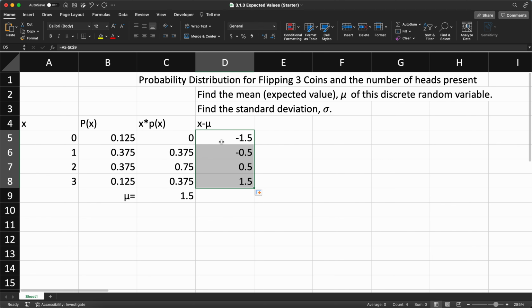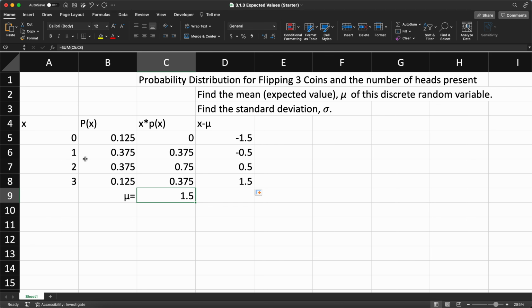And we can check this. How far away is 0 from the mean? Well, it's 1.5 values smaller than the mean, so it comes out negative. How about 1? It's 1/2 smaller. 2 is 1/2 bigger. And 3 is 1.5 times bigger away from the mean.